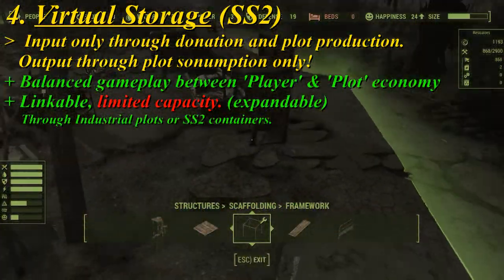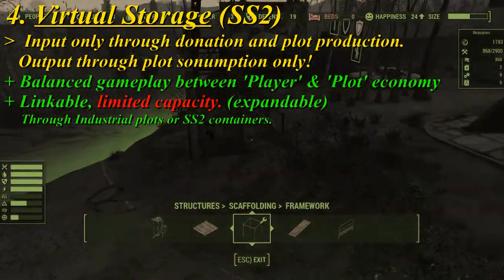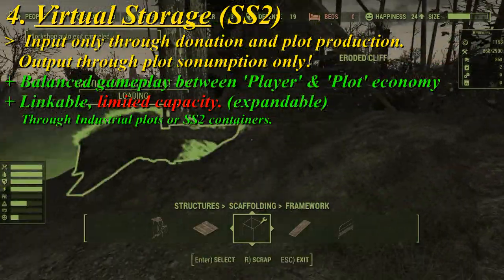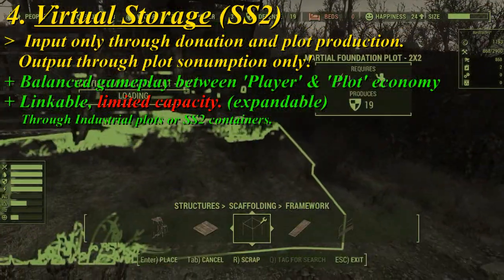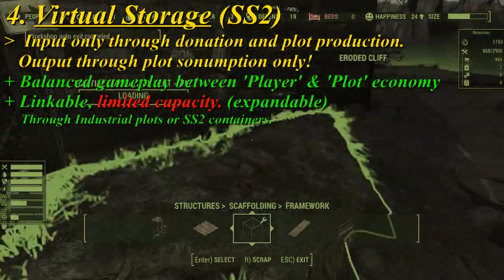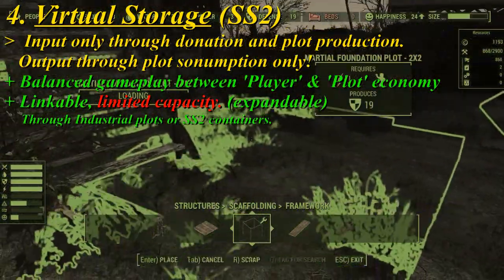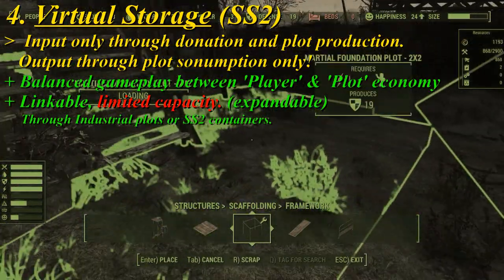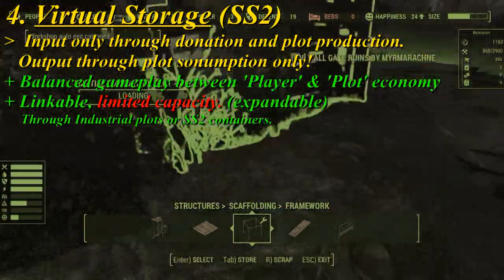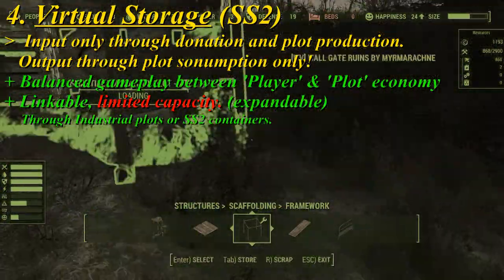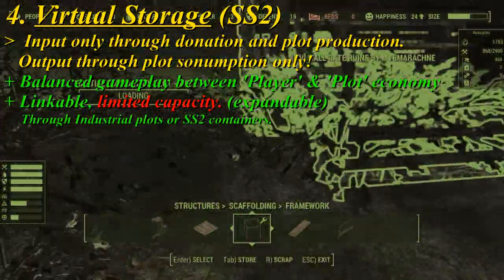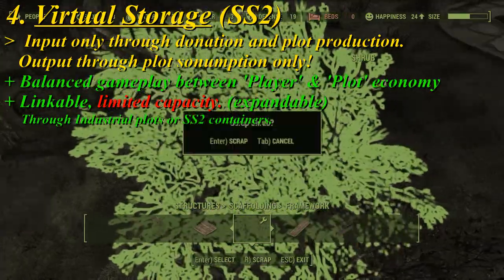However, sometimes you don't want to build industrial plots anymore. You can still keep expanding its storage capacity simply by building virtual storage units. And those units you can find under the Sim Settlement 2 tab of the workbench. So you build them like any other storage unit, but they're under the Sim Settlement tab. Pretty easy. And you can expand pretty much indefinitely on that. Those storage units are not accessible, just like the virtual storage. They just expand the virtual storage capacity.